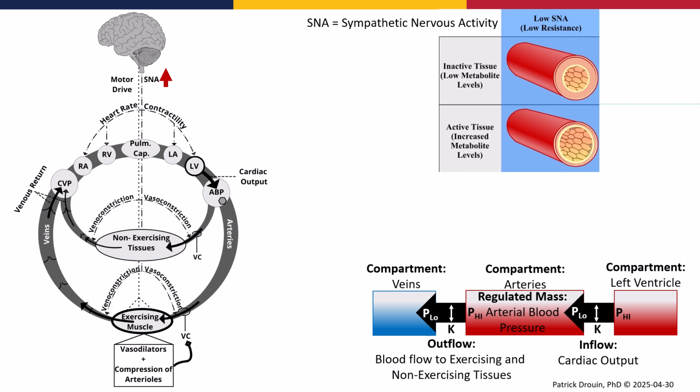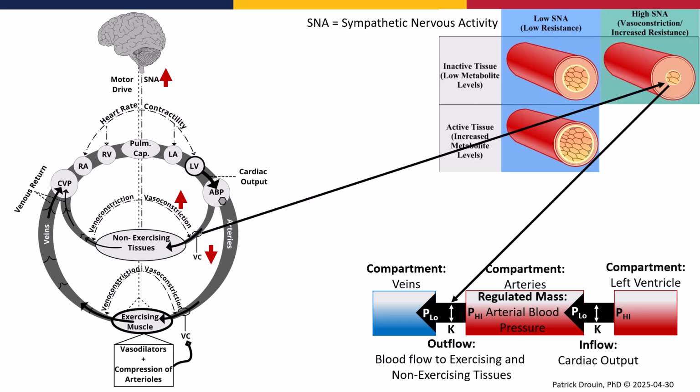This same increase in sympathetic nervous activity leads to an increase in vasoconstriction of non-exercising tissues, leading to a reduction in vascular conductance, depicted here as a decrease in the diameter of the inactive tissue arterioles. And on our mass balance model, this is reflected as a decrease in conductance for outflow, leading to a decrease in outflow, contributing to arterial blood pressure increase.